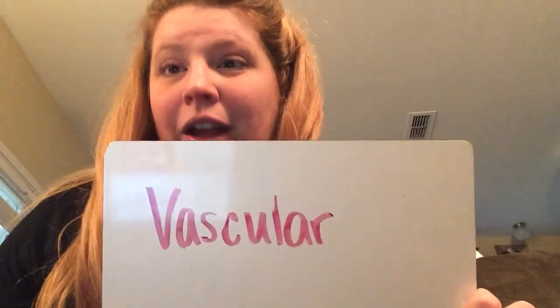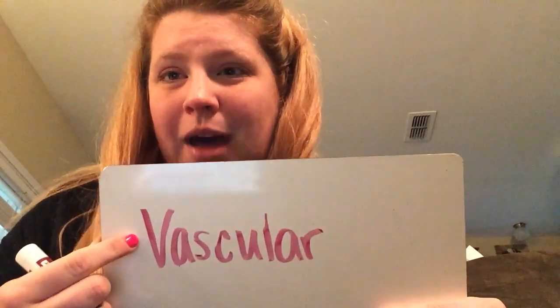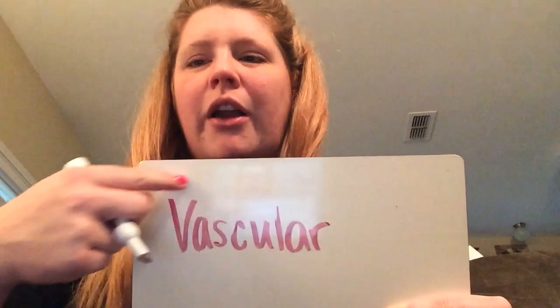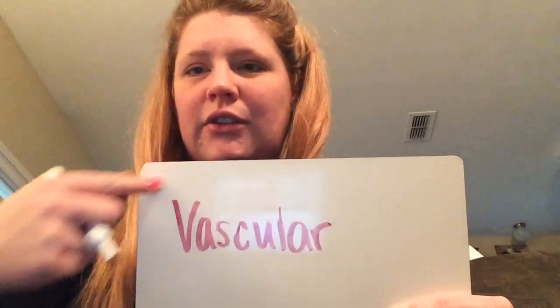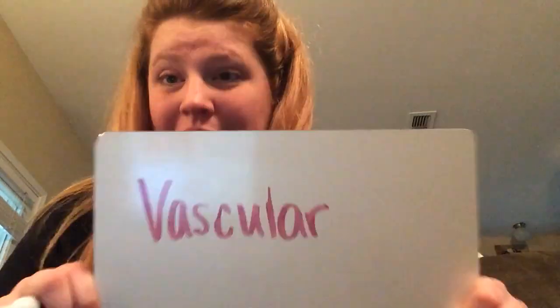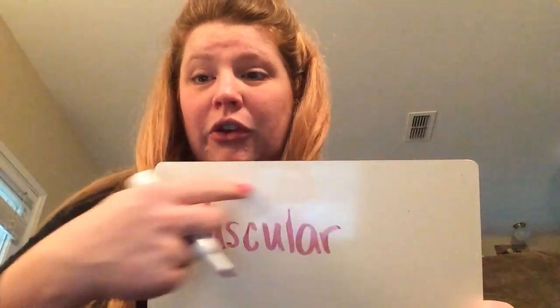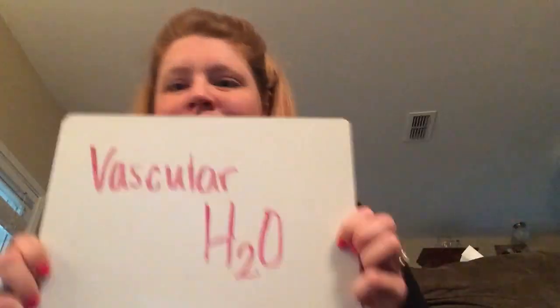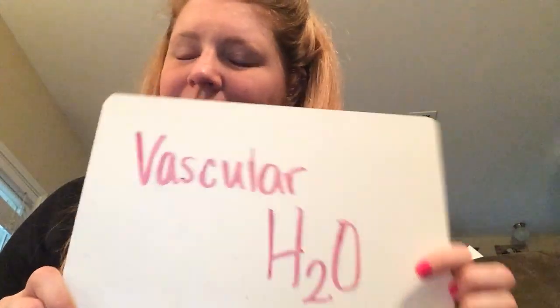Vascular. Okay, so there's your word, vascular. The vascular system in the human body is what transports all our blood and our waste and some nutrients throughout our body. Now you can only imagine what a plant would actually need to travel throughout. Well, there's one big thing. Ta-da! Water. So there are two different types of plants, non-vascular and vascular.